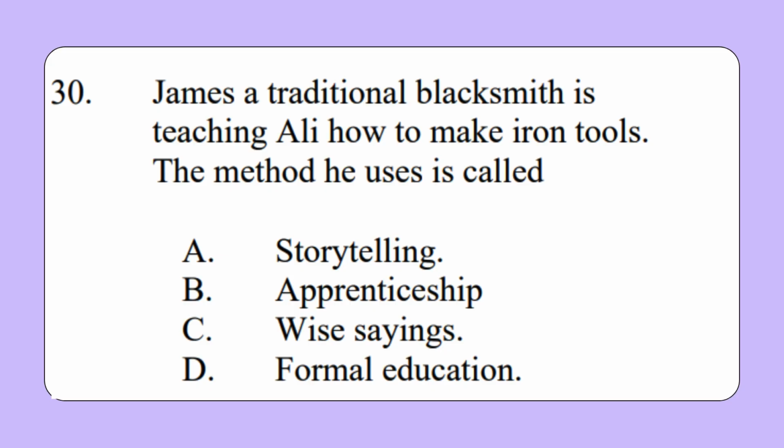30. James, a traditional blacksmith, is teaching Ali how to make iron tools. The method he uses is called A. Storytelling. B. Apprenticeship. C. Wise sayings. D. Formal education.